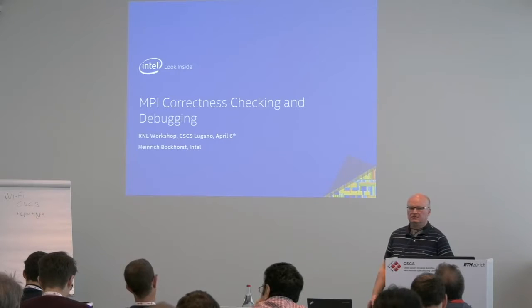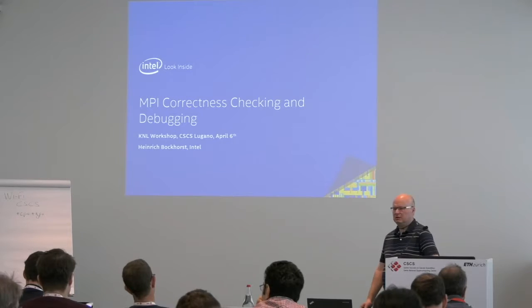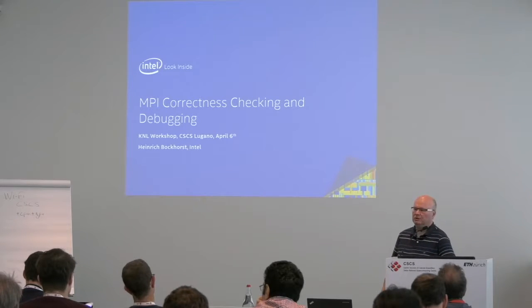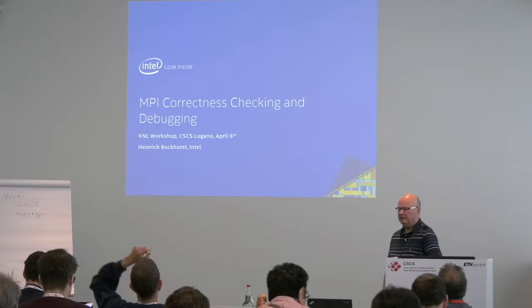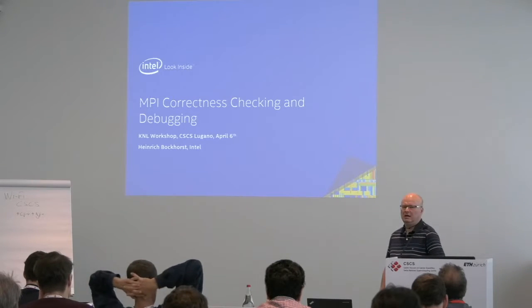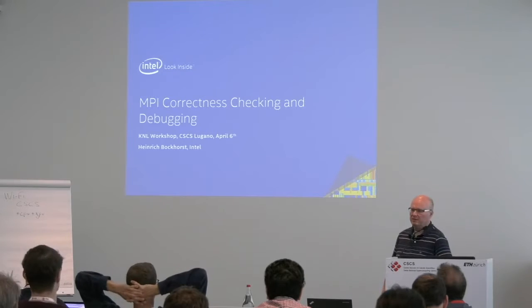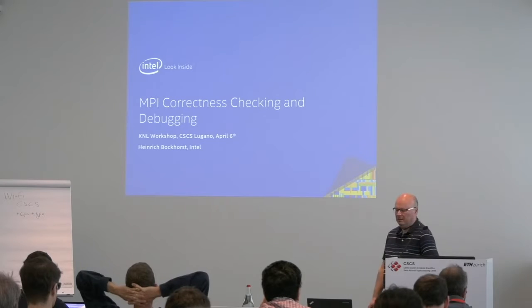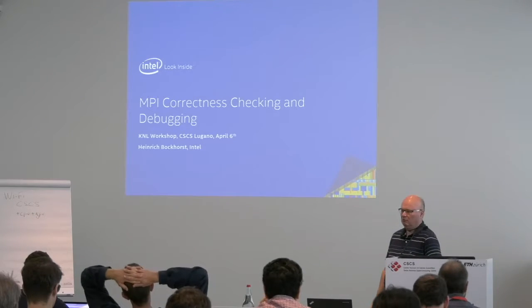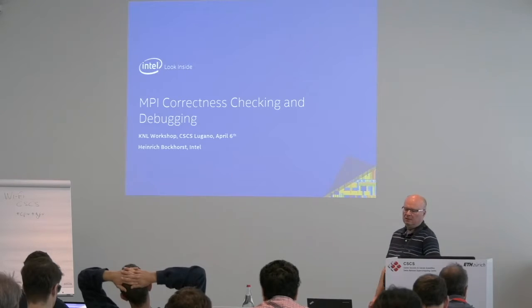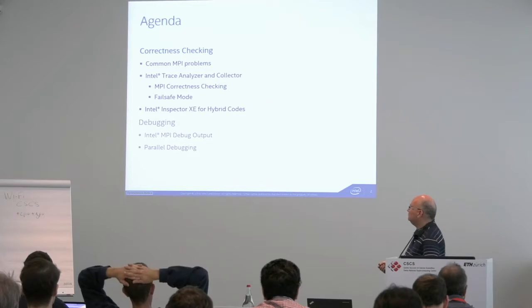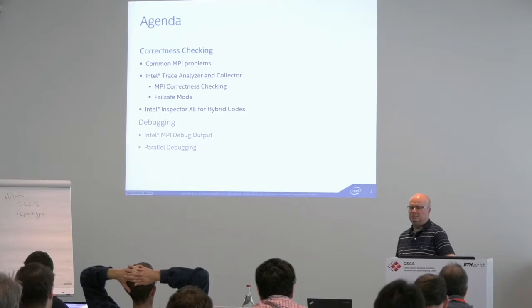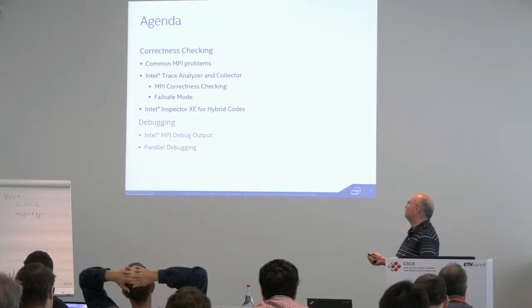So the usage is quite the same as in ITAC. You just LD preload a library which uses the profiling interface of MPI, and it overloads every MPI call and then does some checking if the message passing works in a correct way. Let me say more about it later. So the correctness checker is checking for common MPI problems.